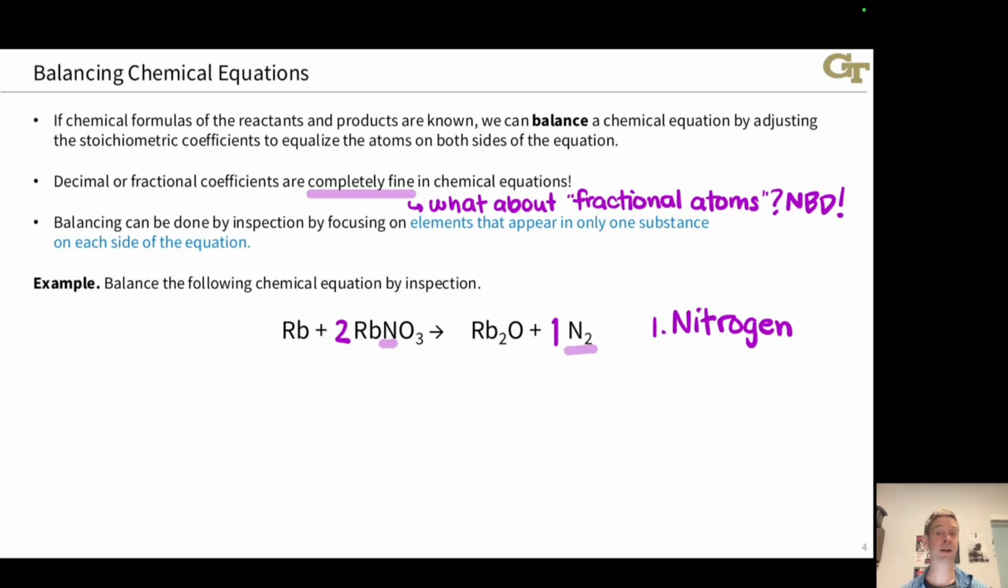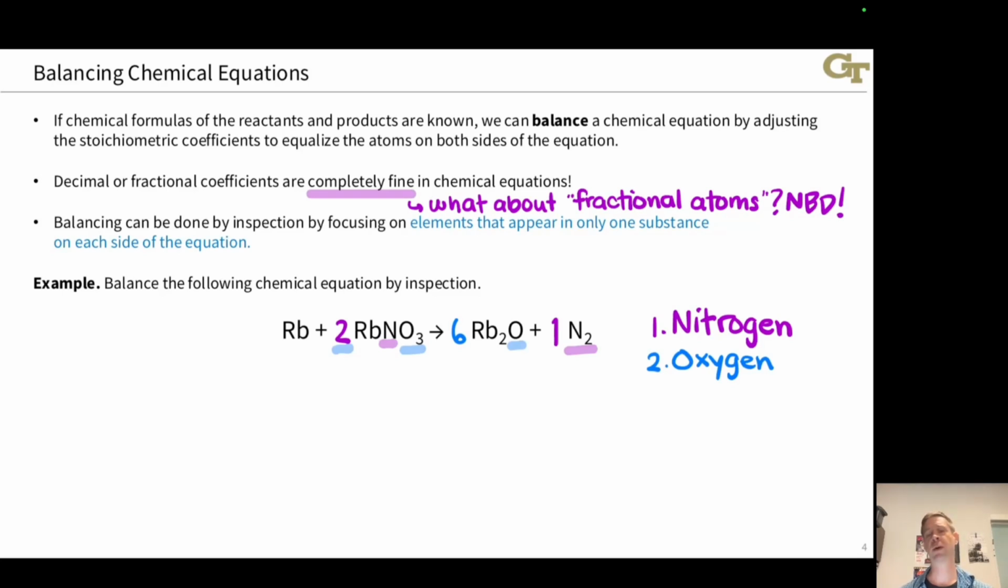Now that we're here, we can repeat this process with another element if we have one, and indeed we do. You may have identified during the pause that oxygen also only appears in RbNO3 and Rb2O, and so we can also balance by inspection on oxygen, noting that now I've got 6 oxygens, 2 times 3 on the left, and only 1 on the right. So I need a coefficient of 6 out front of the Rb2O to balance this equation.